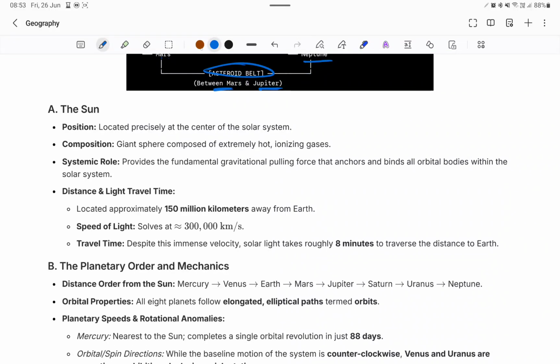So first thing we have to understand about Sun: Sun's position, composition, systematic role, distance and light year travel time. Okay, so Sun's position is located precisely at the center of the solar system, as we know about that.